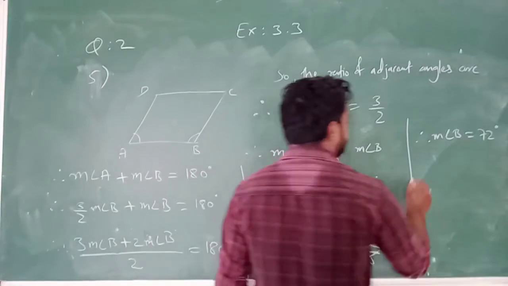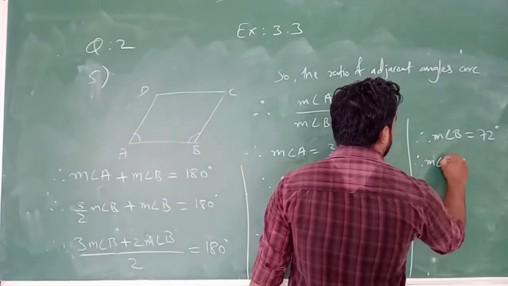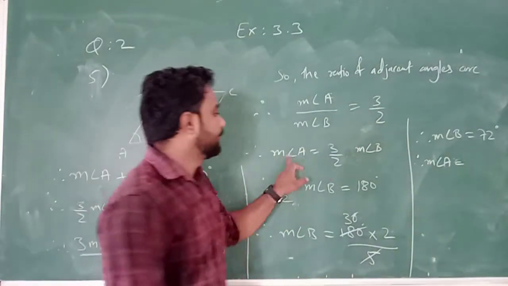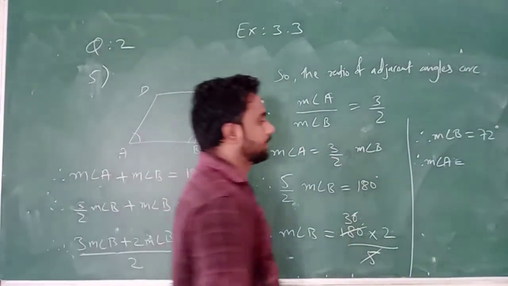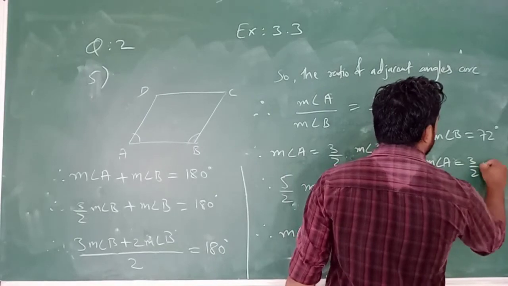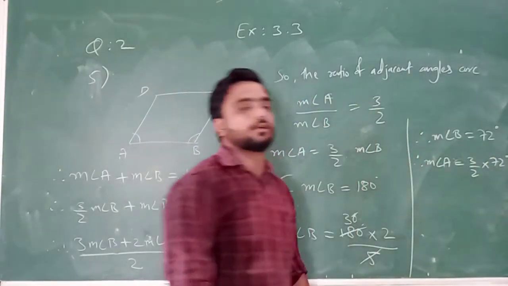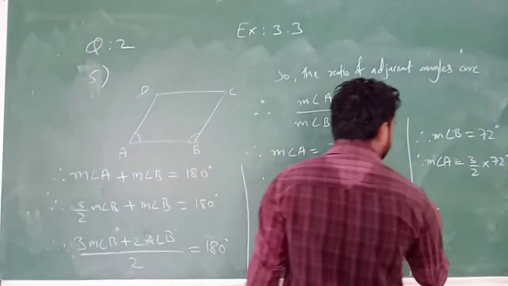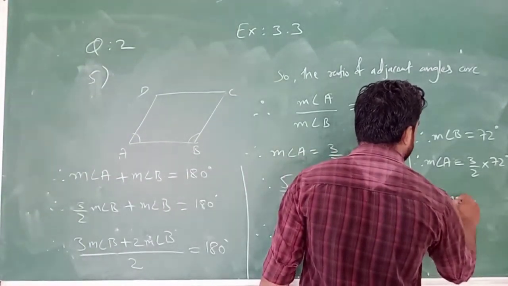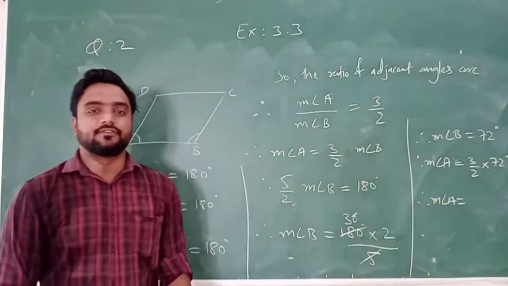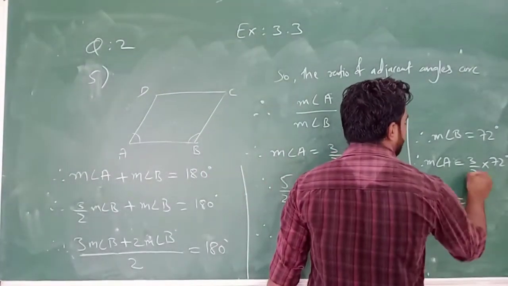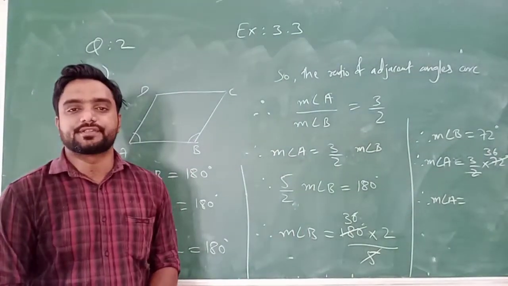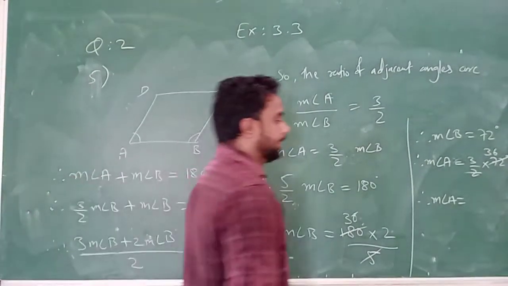So measure angle A is equal to 3 upon 2 measure angle B. So 3 upon 2 multiplied by measure angle B, which is 72 degrees. Understand or not? Therefore measure angle A is equal to, doing the simplification this way, 2 36s are 72. So 3 multiplied by 36 is equal to 108.